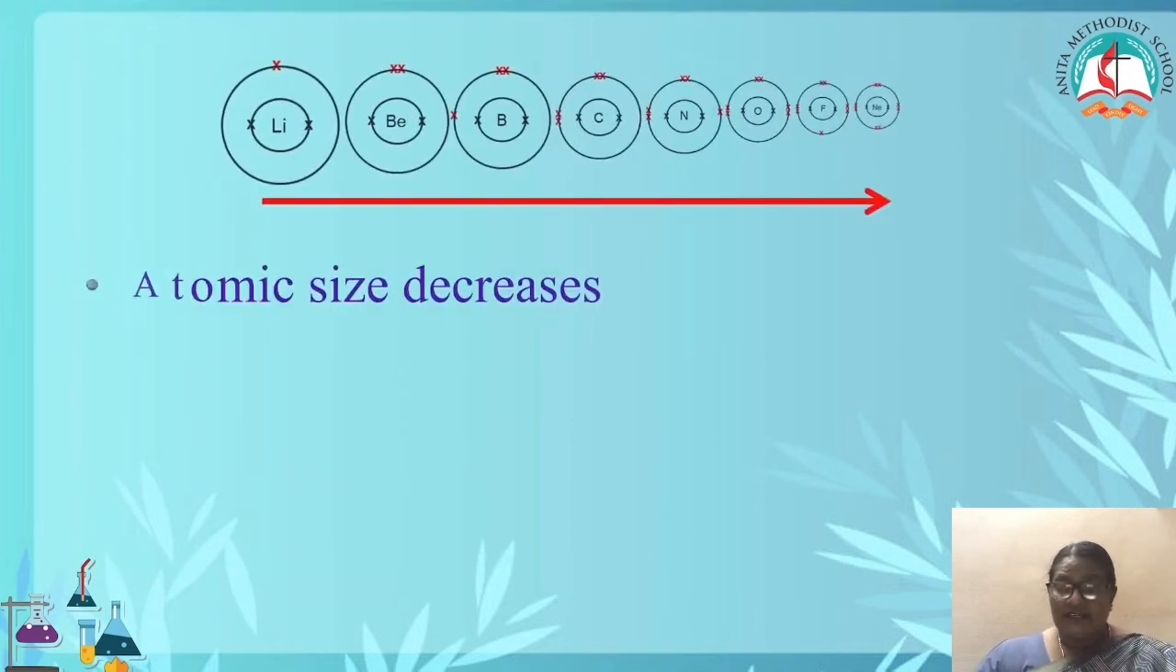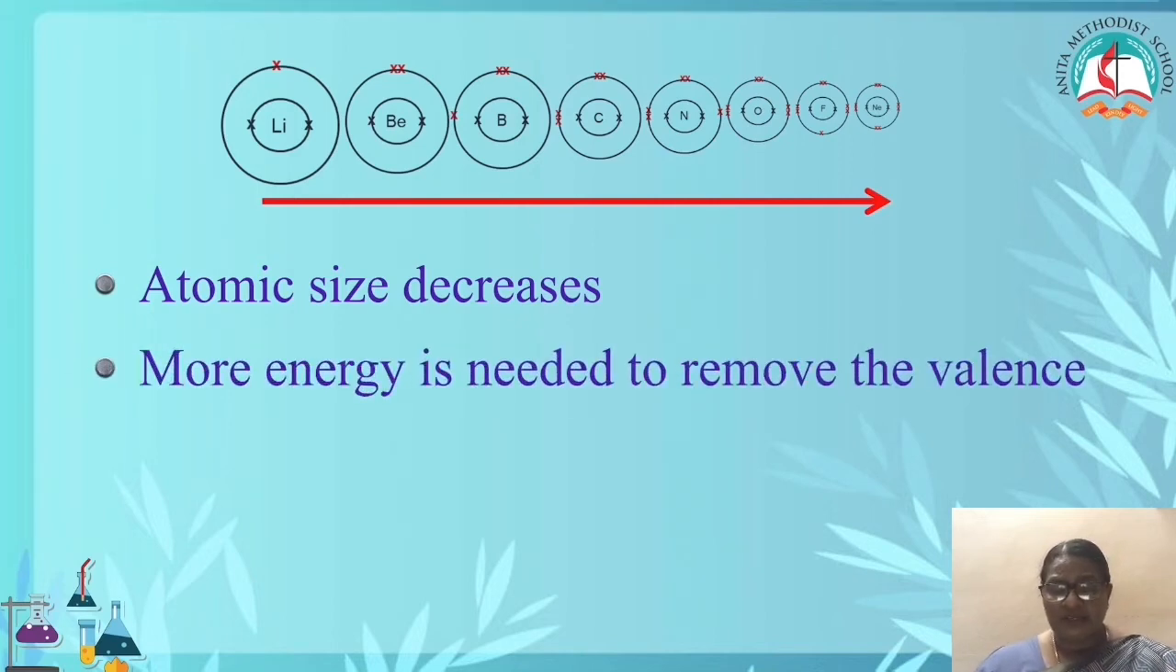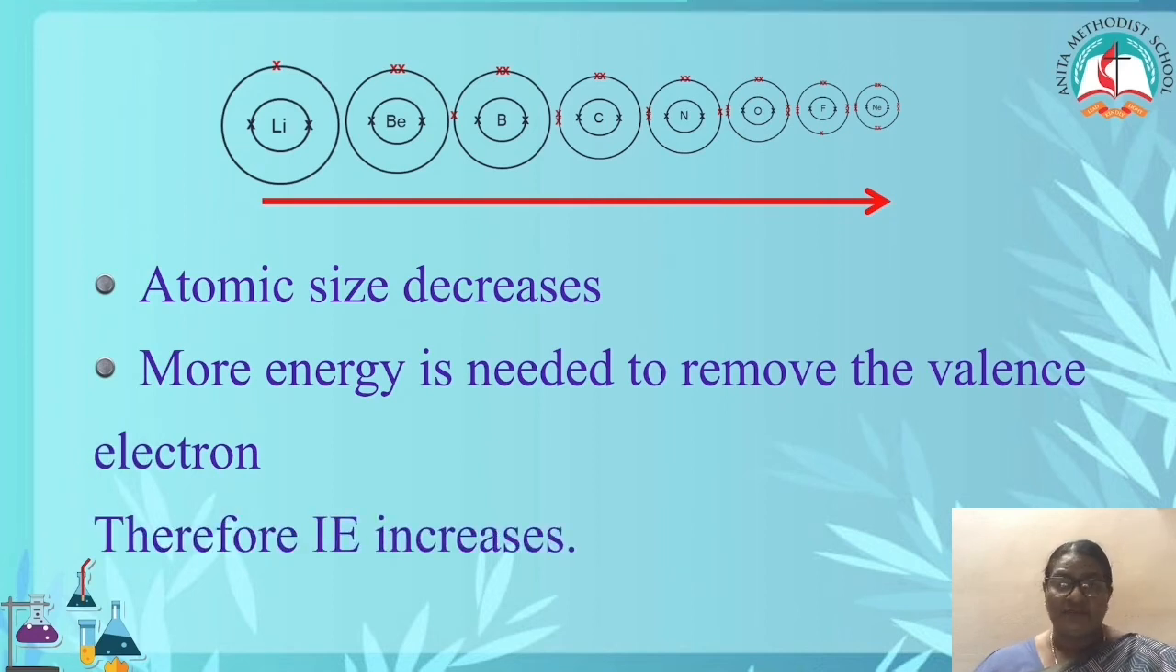Atomic size decreases. So, when I move from lithium to neon, the atomic size decreases. Because electrons are added to the same shell, nuclear attraction is more, force of attraction increases, contraction takes place and therefore the size decreases. Now, because the electrons are very tightly held by the nucleus, I have to spend more energy to remove the electrons and therefore ionization energy increases when we move from left to right.